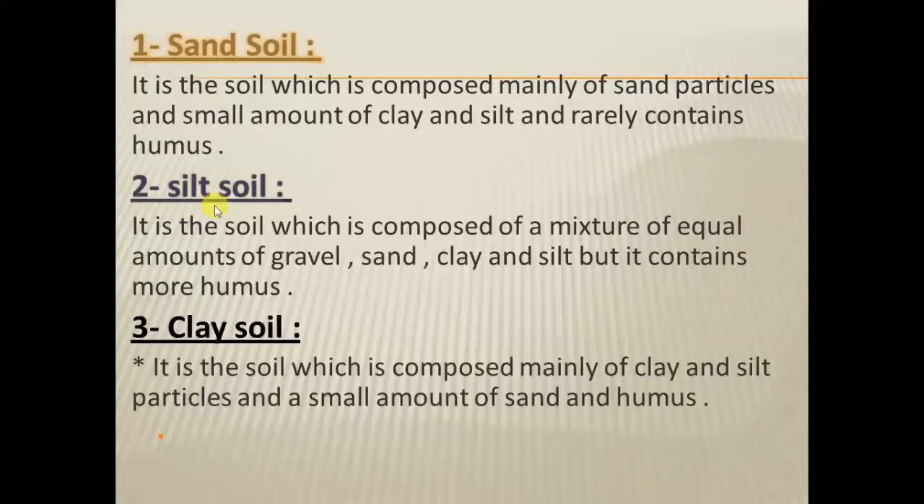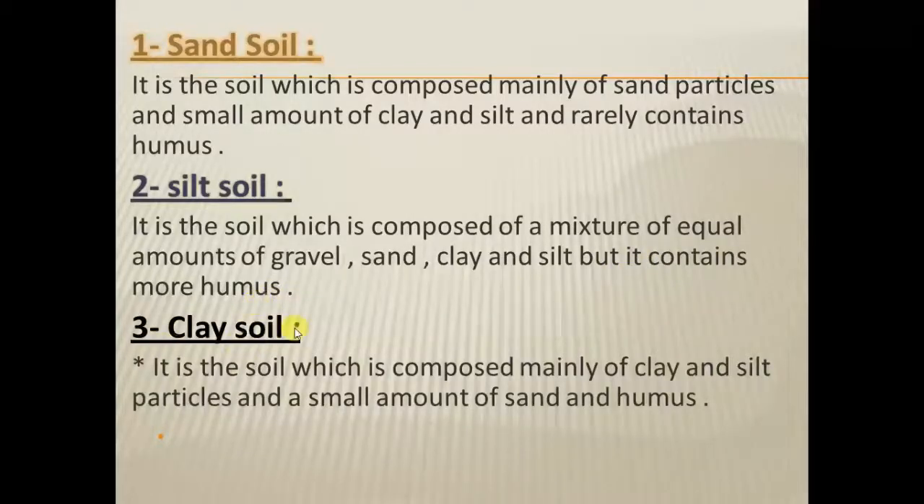What about the silt soil? Silt soil is composed of a mixture of equal amounts of gravel, sand, clay, and silt. But it contains more humus. Now we know the difference between sand soil and silt soil. Sand soil contains a rare amount of humus, but the silt soil contains more humus.